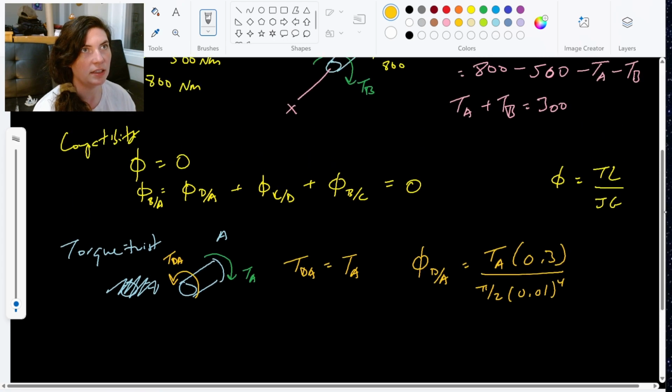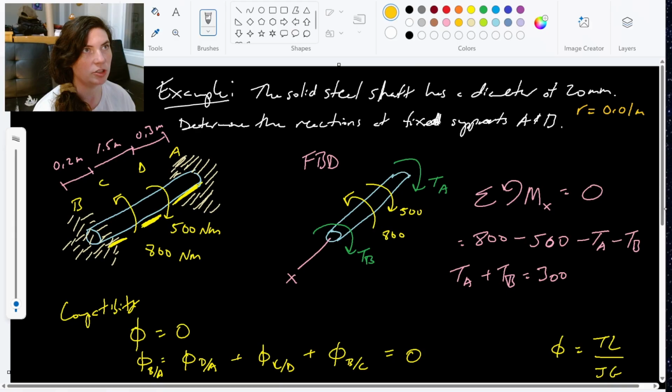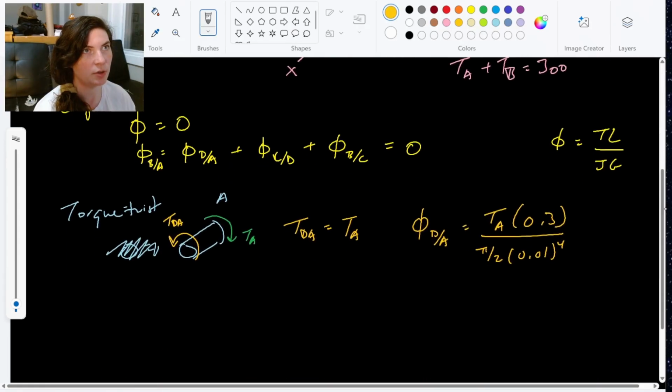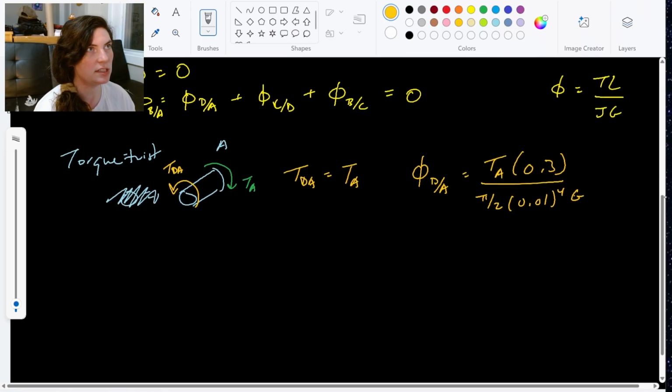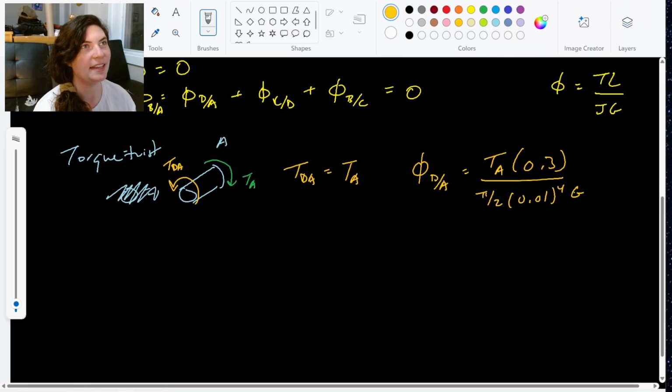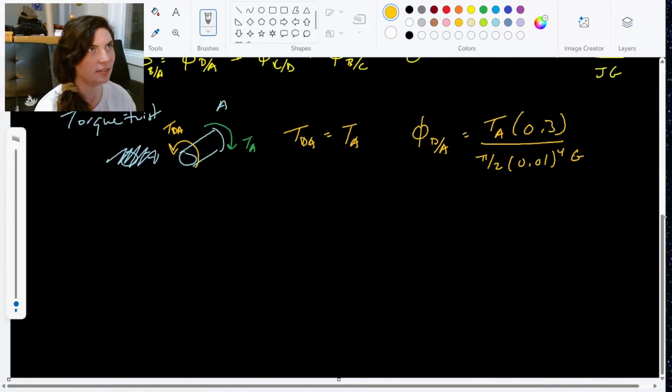And then I need G, which I do not have, but that's okay. I'm just going to leave it as G for now, because I have a feeling it'll take care of itself. They sometimes just like to take care of themselves. It doesn't tell me what the material actually is, it just says solid steel shaft, so it could be many different types of steel. Since I don't know, I'm not going to guess. I'm just going to move on and hope that that cancels out later.